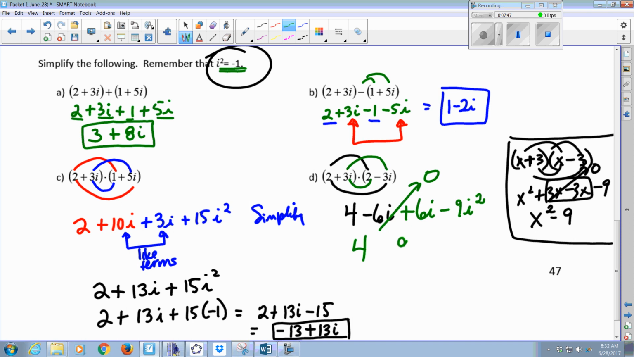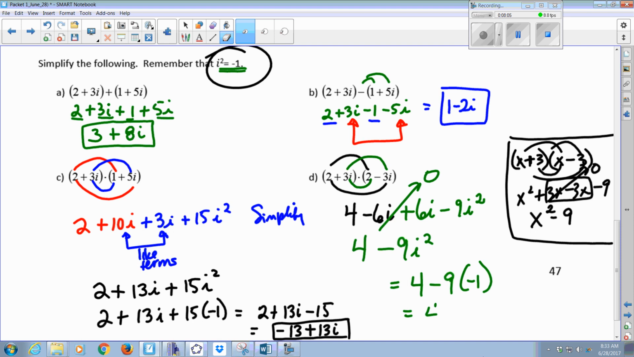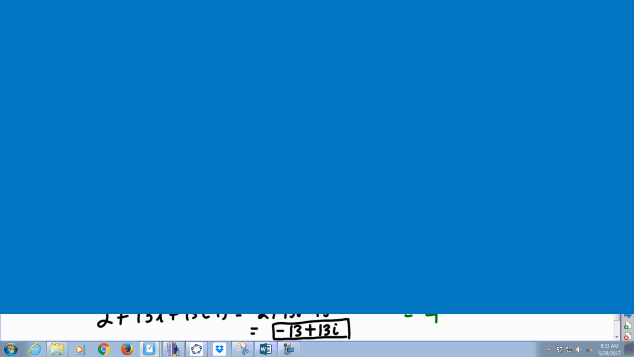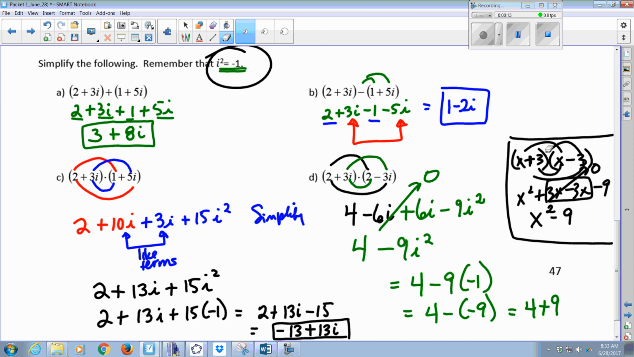Well, remember, i squared is -1. I'm moving ahead of myself here. So we get 4 minus 9 times -1. And that becomes 4 take away a -9, which becomes 4 plus 9. So notice back here in my little box, I got the difference of perfect squares. And now I have the sum of perfect squares. 4 is a perfect square and 9 is a perfect square. And I get the answer 13.